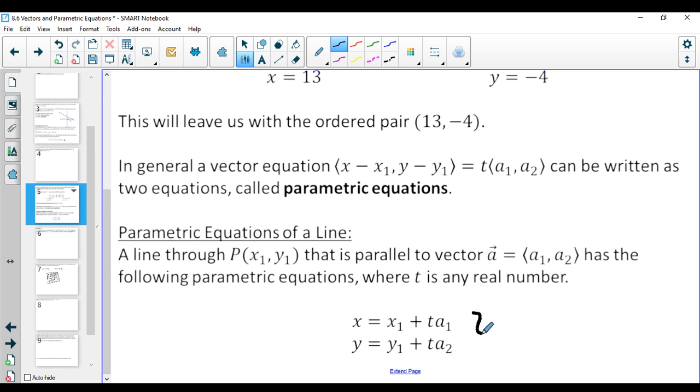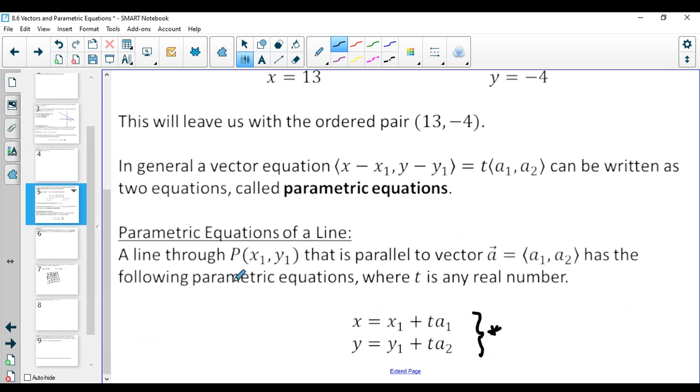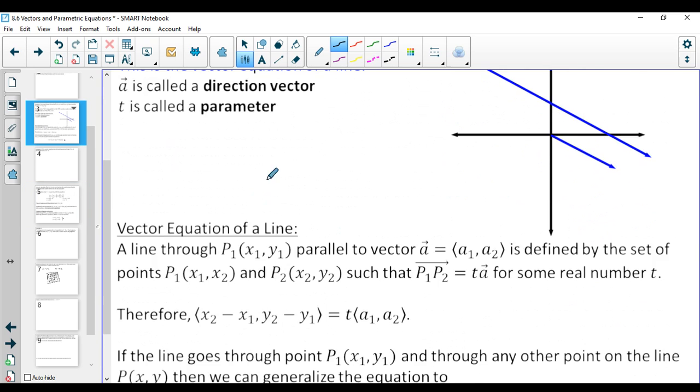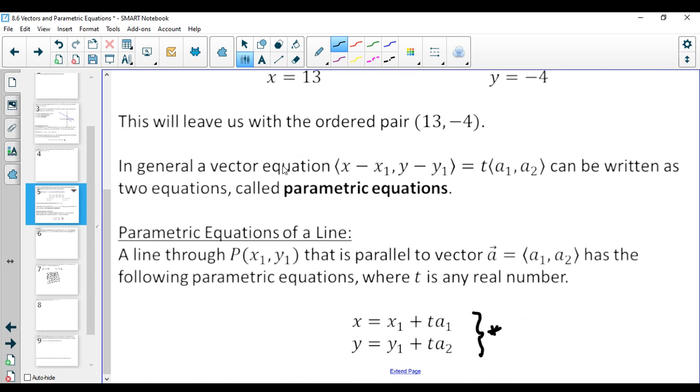And I just wanted for us to remember that these equations didn't come out of nowhere, and they weren't super hard to get either, right? They both came from just here's a line. If it's parallel to this vector, that's how we get this vector equation. And then from this vector equation, if we set x minus x1 equal to t times a1, and similarly for y, that's how we got these.